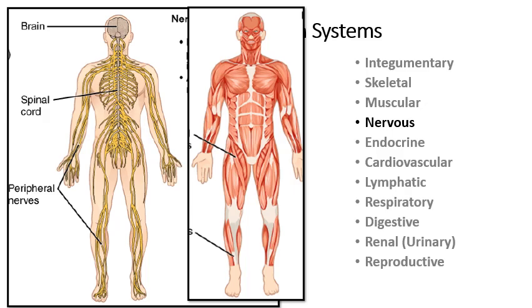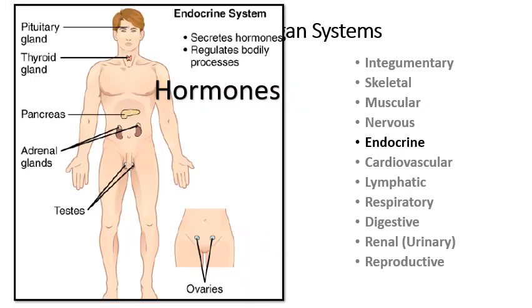Okay, so the nervous system controls the muscles, and the muscles, of course, control or pull different bones, right? And so that allows us to move. All right, now let's move on to the endocrine system.